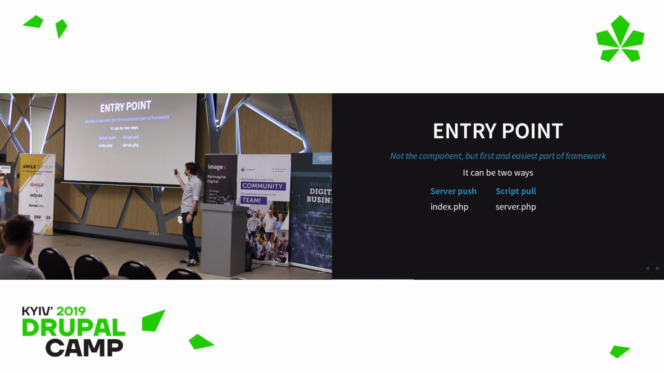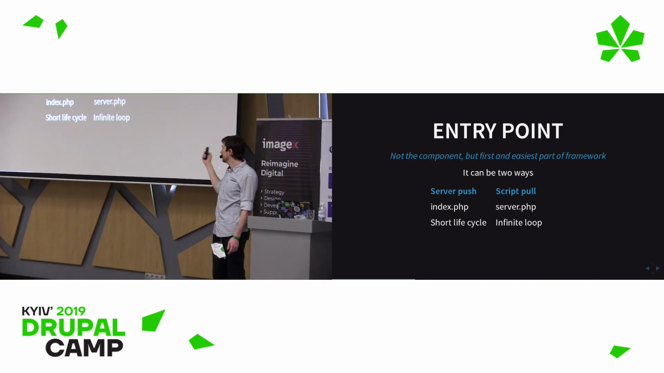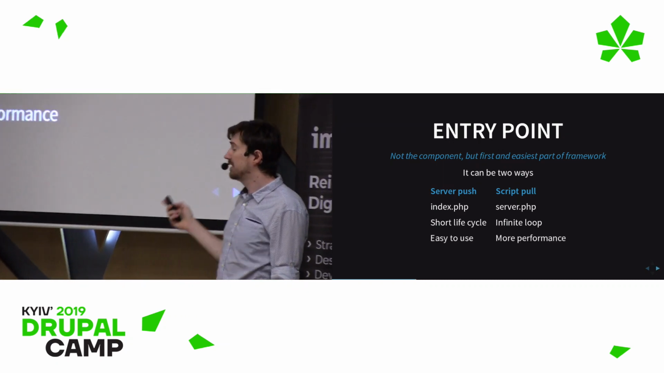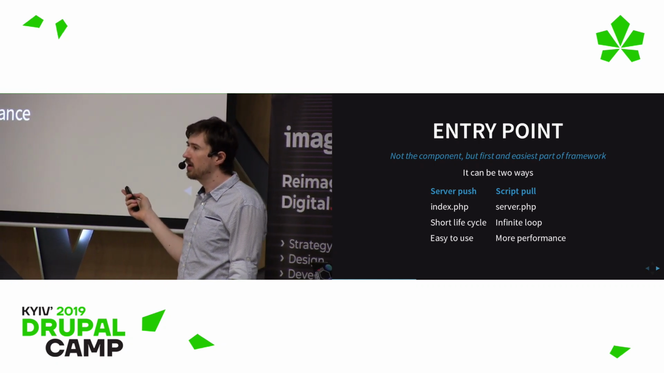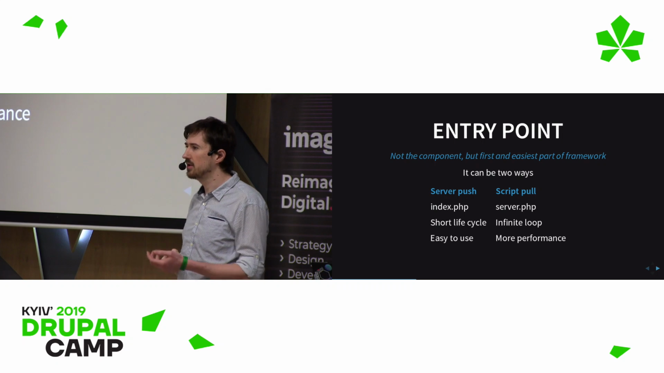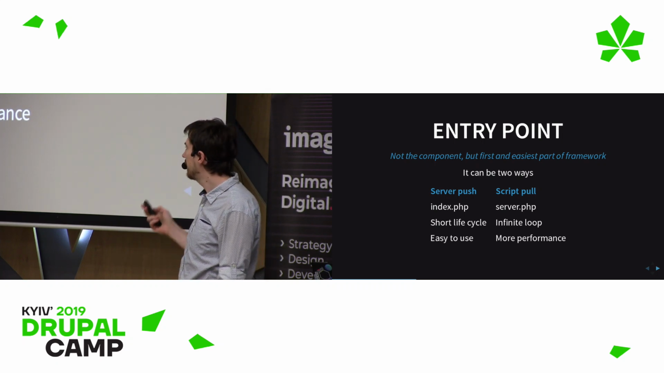So the first one usually looks like index.php in the public folder. In the second one, you usually have a server PHP script with the loop. The first one has a short life cycle, so every request to the framework ends and PHP is going to die at the end of the request. The second one has an infinite loop. The first is easy to use, everyone knows how PHP works, and for the second one, you will get a lot of performance because you don't need Nginx, and you don't need to initialize all the resources, all the caches, and others.